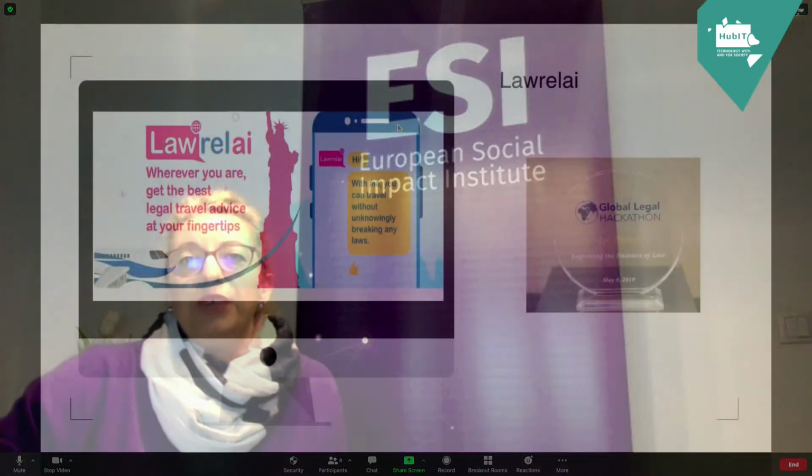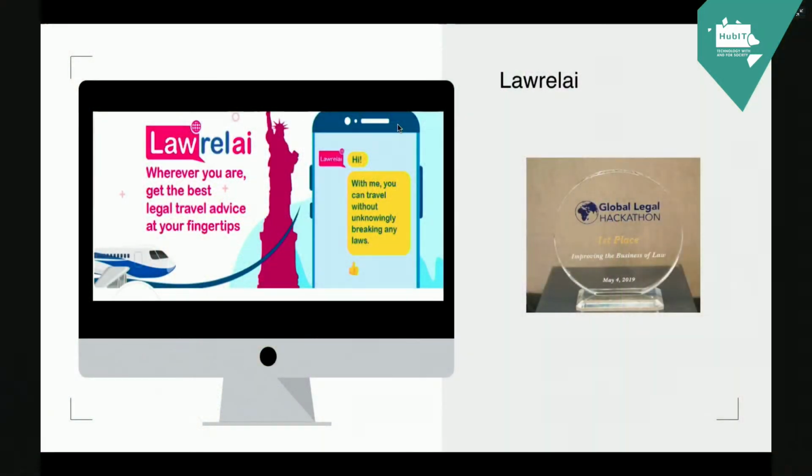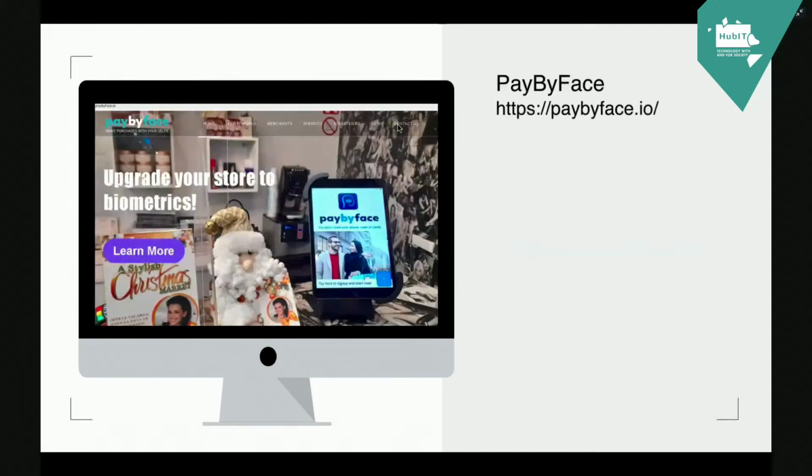Lorelei is one of the first chatbots providing trusted juridical consultancy for travelers abroad. It's available on Facebook and WhatsApp Messenger. This idea was awarded first place at the Global Legal Hackathon in New York.